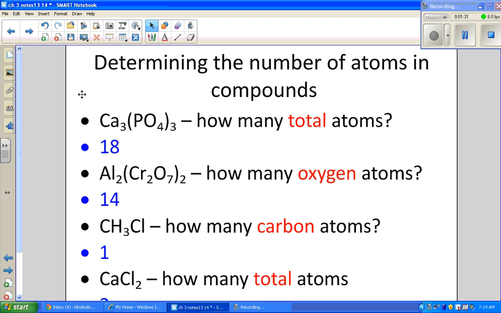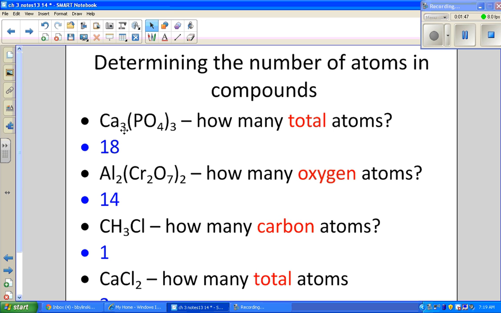Okay, now this is fairly simple, but it's asking students to determine the number of atoms in compounds. So it's learning how to read a formula. So if you look at this, Ca3(PO4)3, don't worry about the name or what it means. I'm asking you to count atoms.